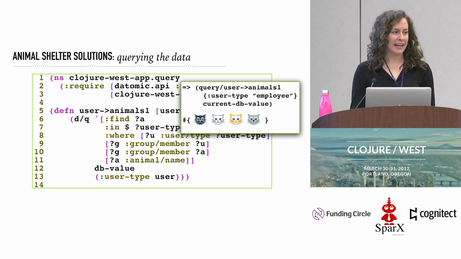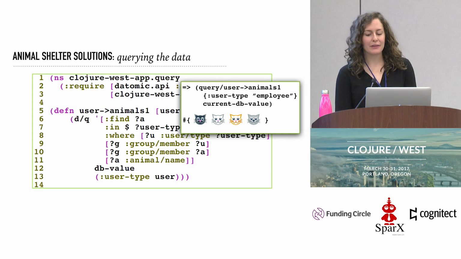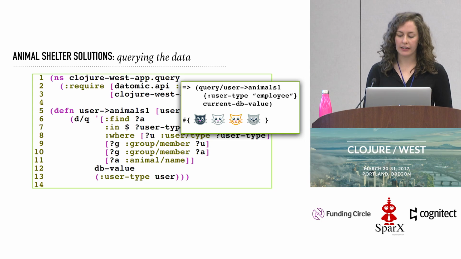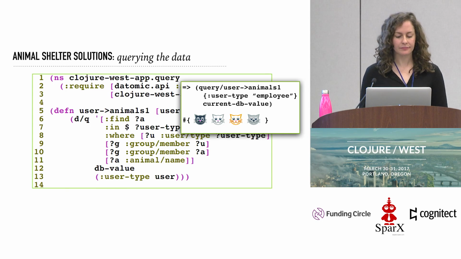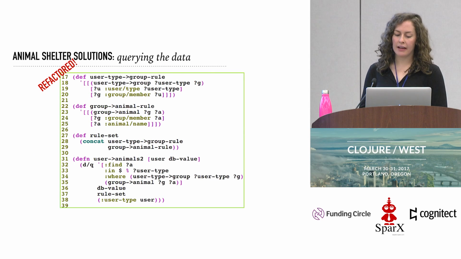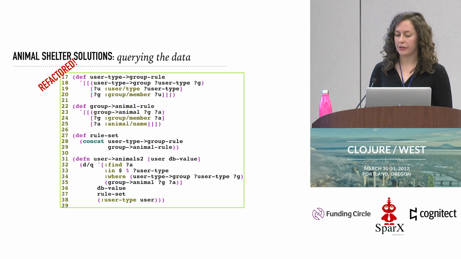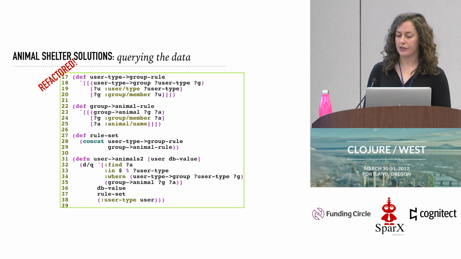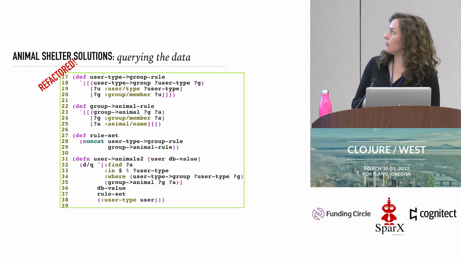So this is the basic task of querying our data, but there's some refactoring that we can do because this particular query isn't really taking advantage of Datomic's composability. So here we've refactored the query operation to be composed of 2 query rules that are defined in the first 2 defs on lines 17 and 22.